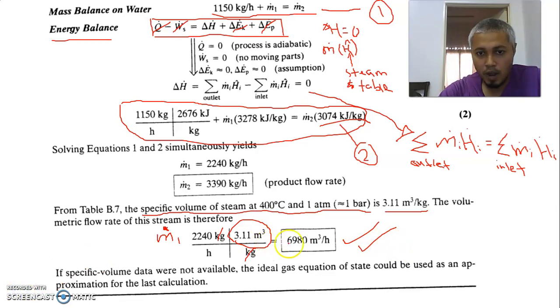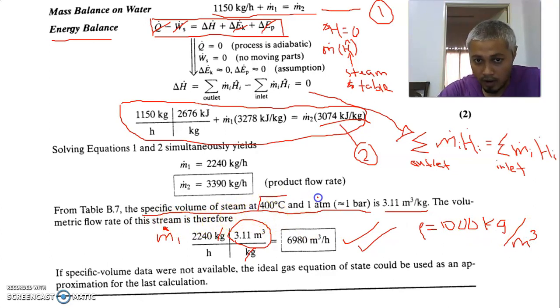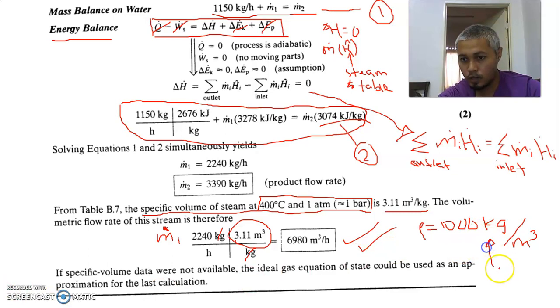Then bear in mind, why don't we use density equals 1000 kg per meter cube here? Because the operating condition is superheated steam and the temperature is 400 and 180 kPa, which is not the same as 1000 kg per meter cube. Okay, this value is for liquid, not for superheated steam.